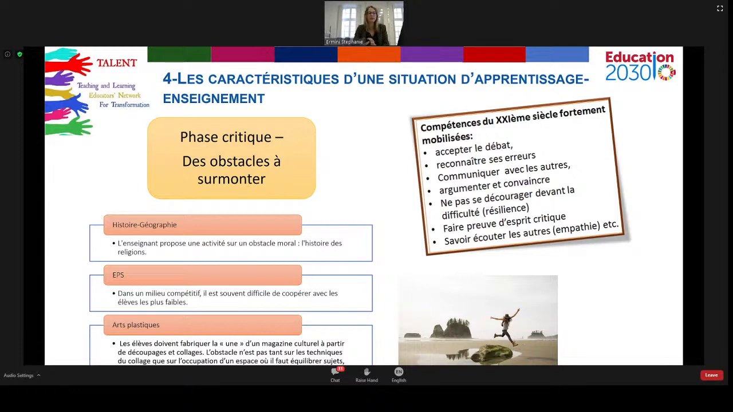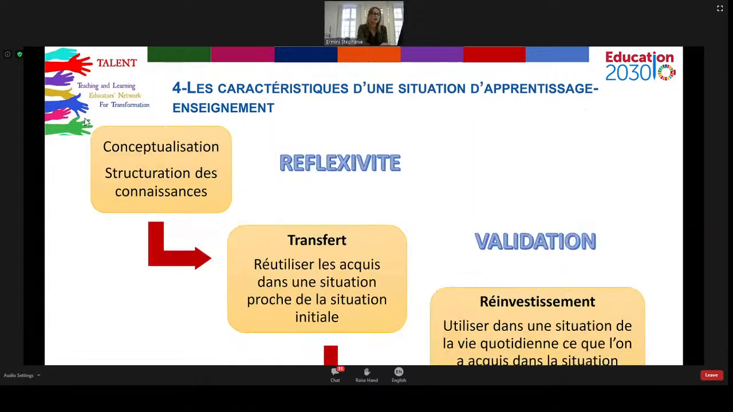The next phase is the critical phase. So you really need to understand the problem. You need to see what the mistakes are to analyze. And this phase really requires the skills. You really need to listen to others and not be discouraged. You need to convince others. So it's really a time where you're building your skills and you're learning how to learn.